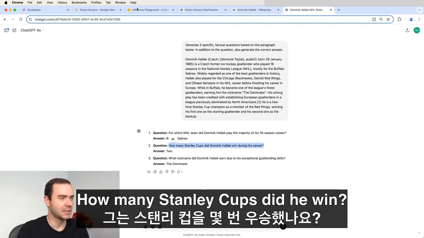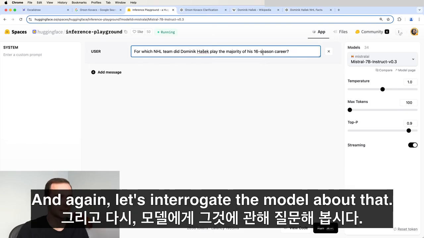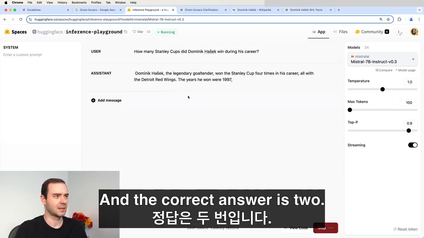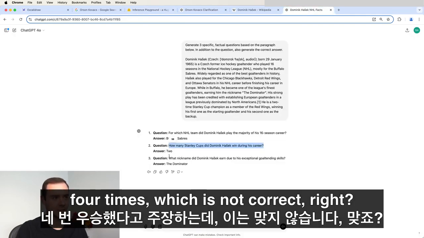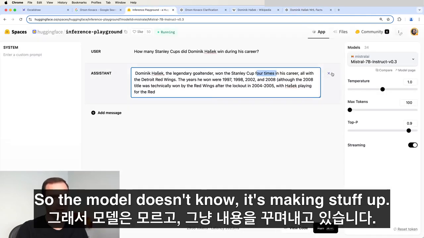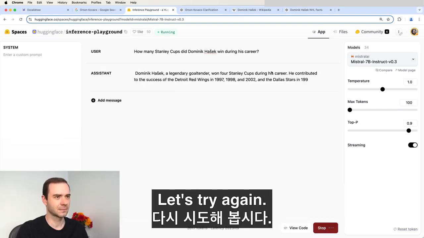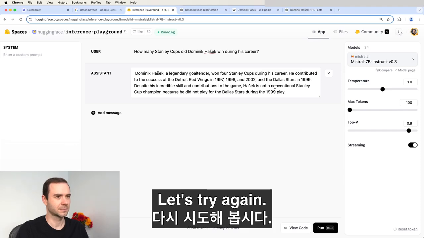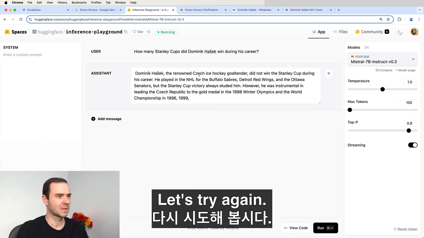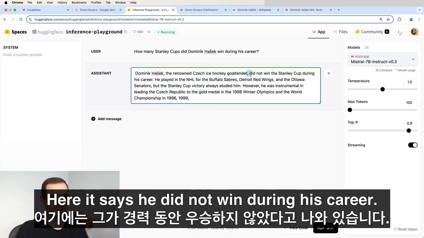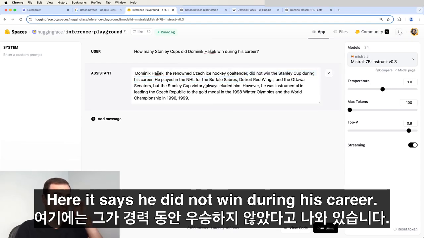How many Stanley Cups did he win? Again, let's interrogate the model about that, and the correct answer is 2. Here the model claims that he won 4 times, which is not correct, right? It doesn't match 2. So the model doesn't know, it's making stuff up. Let's try again. Here the model, again, is kind of making stuff up, right? Let's try again. Here it says he did not win during his career. So obviously the model doesn't know.